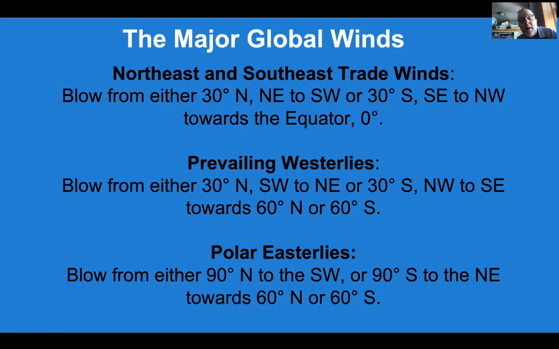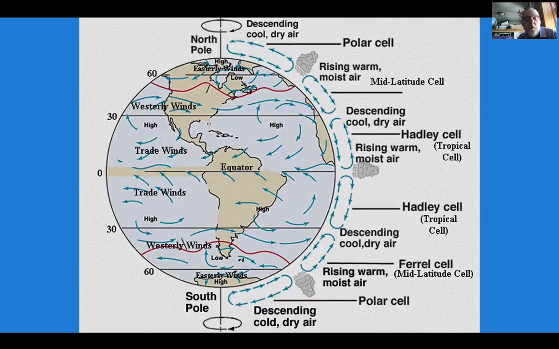Then you've got the prevailing westerlies. They blow from either 30 north, southwest to northeast, or 30 south, northwest to southeast. So there you go. From the west to the east, southwest to northeast in the northern hemisphere, northwest to southeast in the southern. And then finally the polar easterlies. They blow from either 30 north to the southwest or 90 south to the northeast, okay? And they're blowing towards 60 north or 60 south. Those are your global winds.